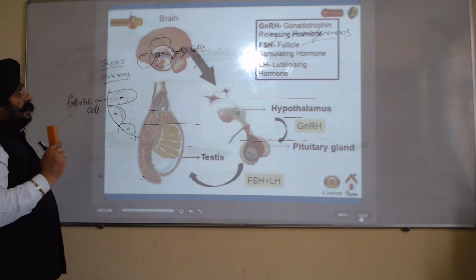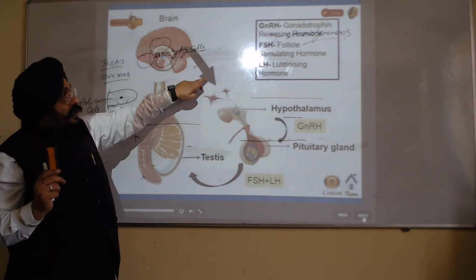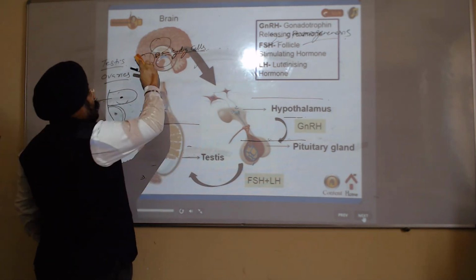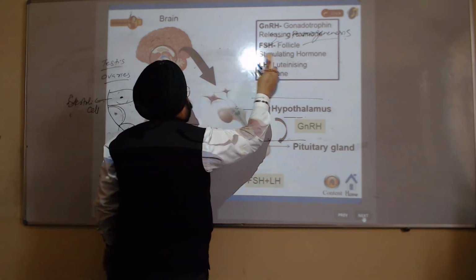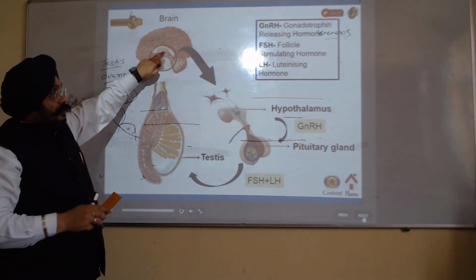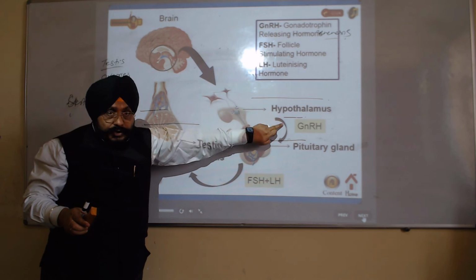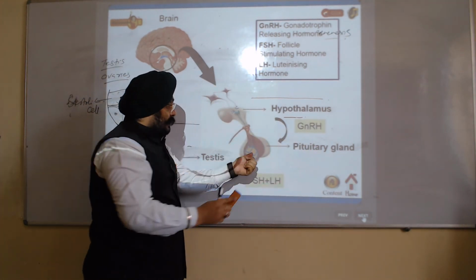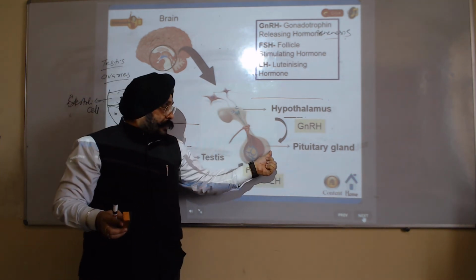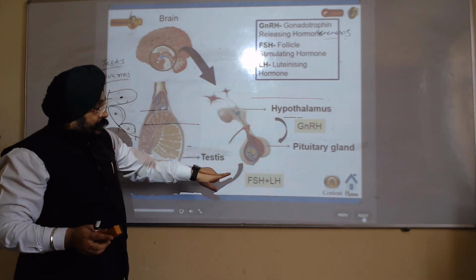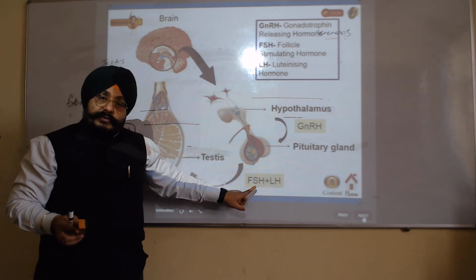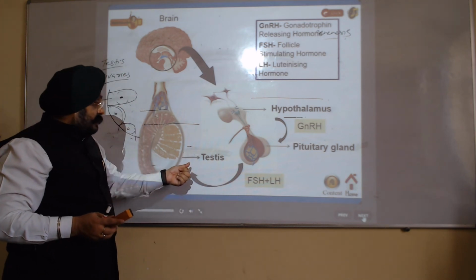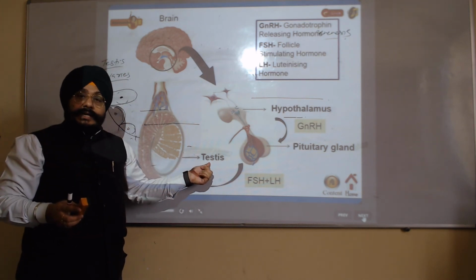Now if you can see the next diagram, this is how the process takes place. In the brain, which gland is present? It is the hypothalamus. From the hypothalamus, gonadotropin releasing hormone is coming out, going to which lobe? Anterior lobe of the pituitary gland. From the anterior lobe of the pituitary gland, both the hormones are secreted. Which are they? Follicle stimulating hormone and luteinizing hormone. Where do they act? On the testes.